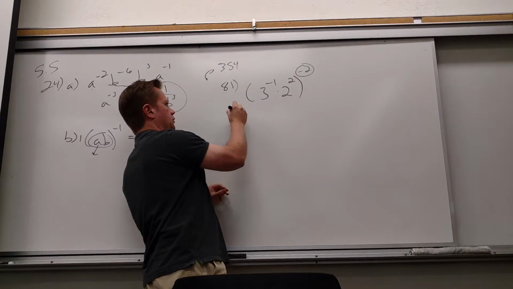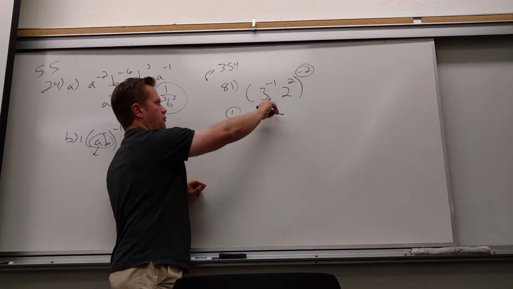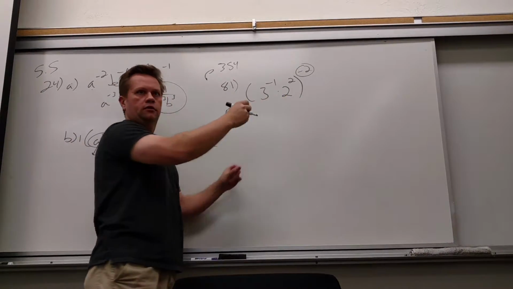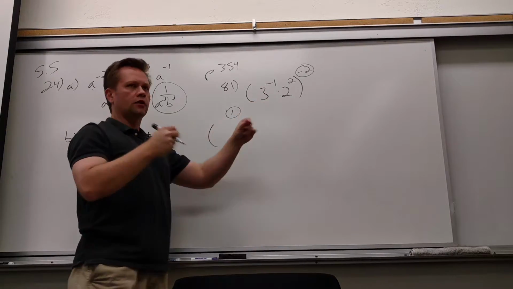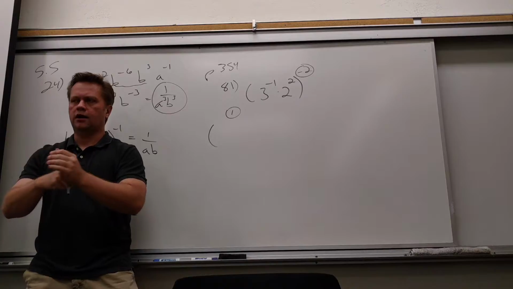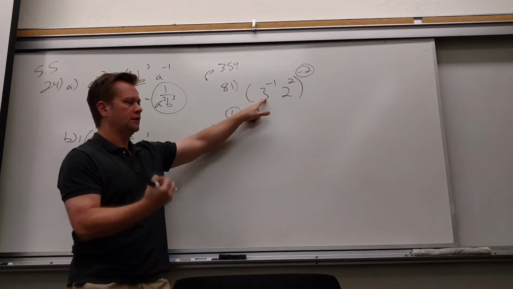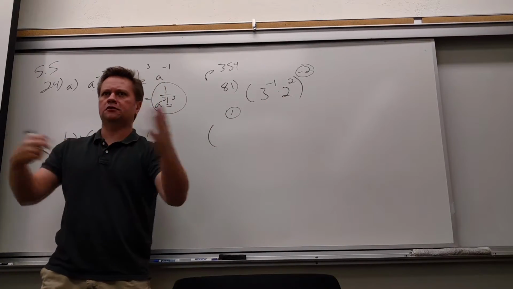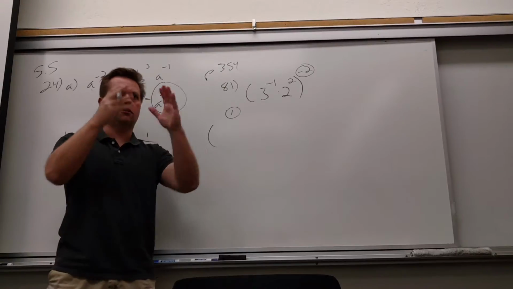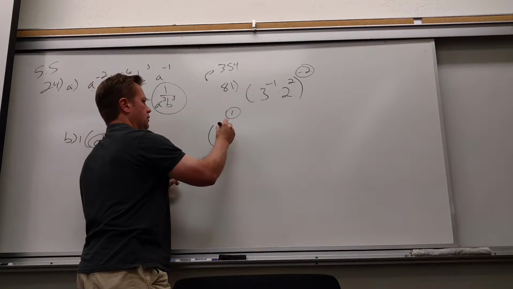So one way to do it is to take the inside, and what's the only thing you can do on the inside? Multiply the bases. Are they like bases? No. So you can't put them together. I have 1 over 3 to the negative 1 and 2 to the 2. I can't put those together anyway. The only thing I can do is negative powers mean flip. So one way to do it, 1 over 3.